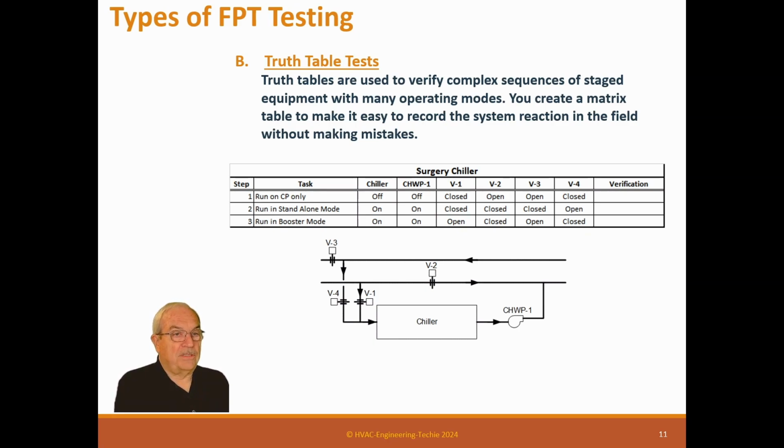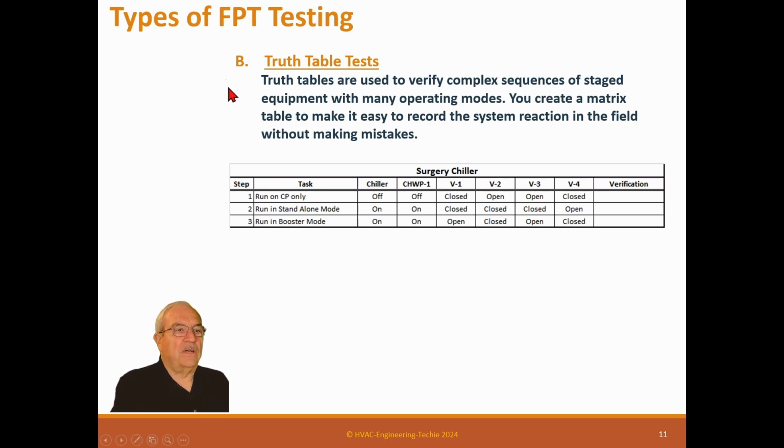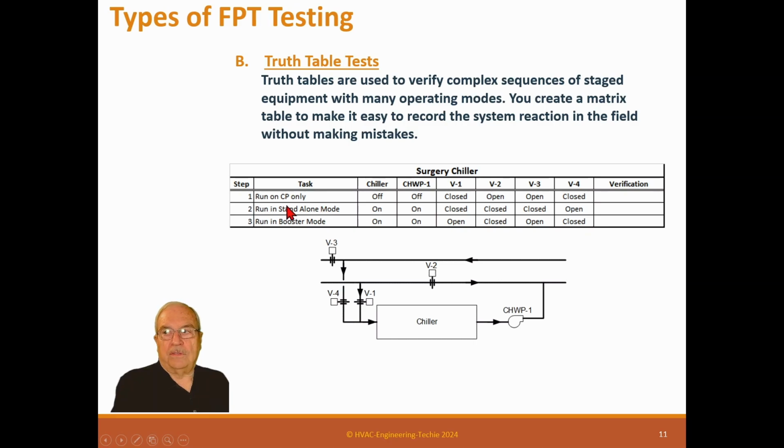So here's the problem. This little diagram doesn't make it obvious what these valves do. You can kind of tell they're going to isolate it, but there are actually three operating modes here. The first is run on central plant only, the second is standalone mode, and the third is booster mode. So let's say we had 50 degree chilled water temperature and we need 42 degree water to the surgery chiller. This is going to the surgery. This is the main central plant coming in.